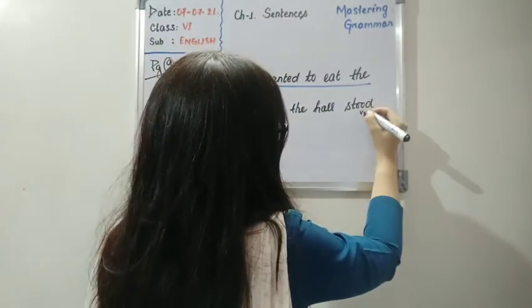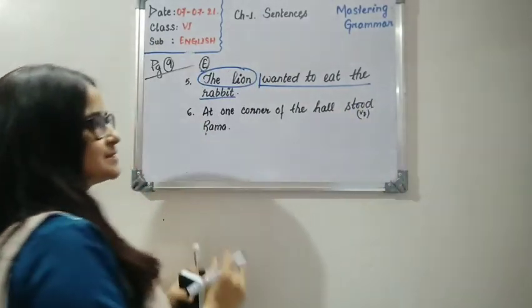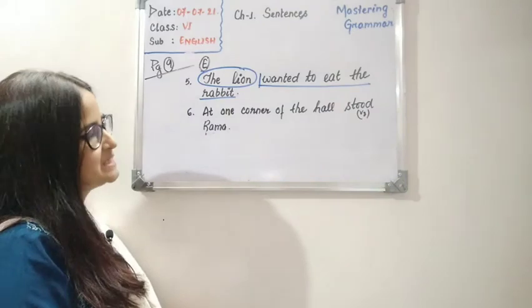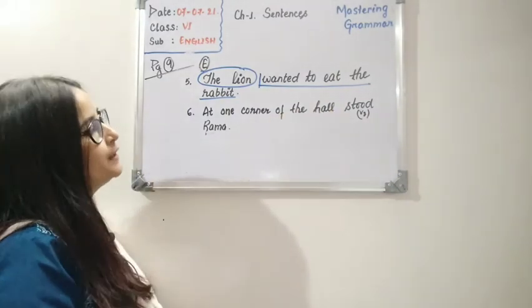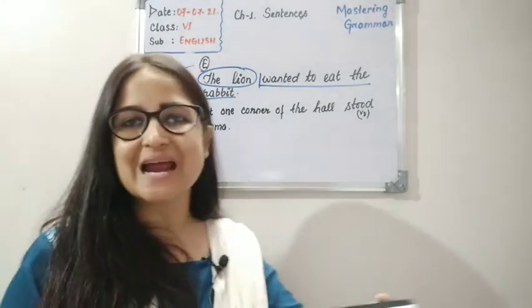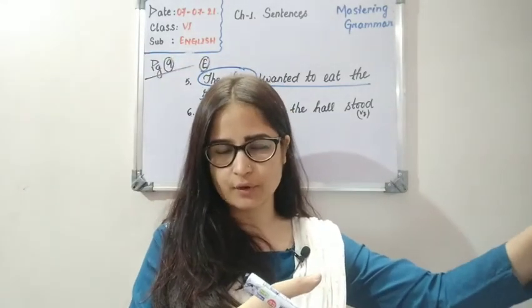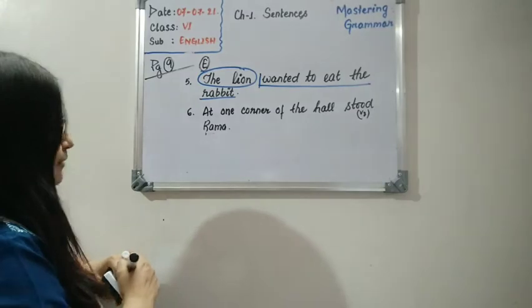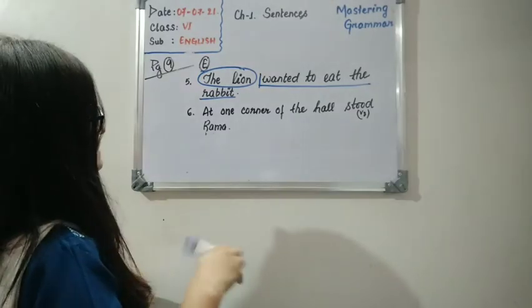This is the second form of the verb, right, children? So this is the past tense of stand. And so we can see the verb is there. Now, who stood? We are talking about who was standing at one corner of the hall. We are talking about Ramu. Ramu stood. So this is the reason.